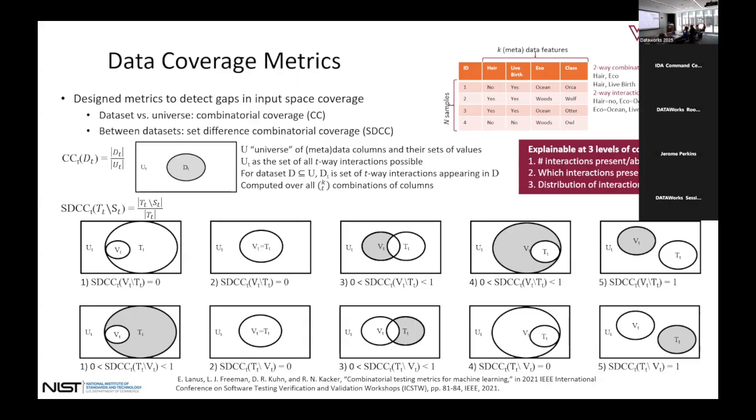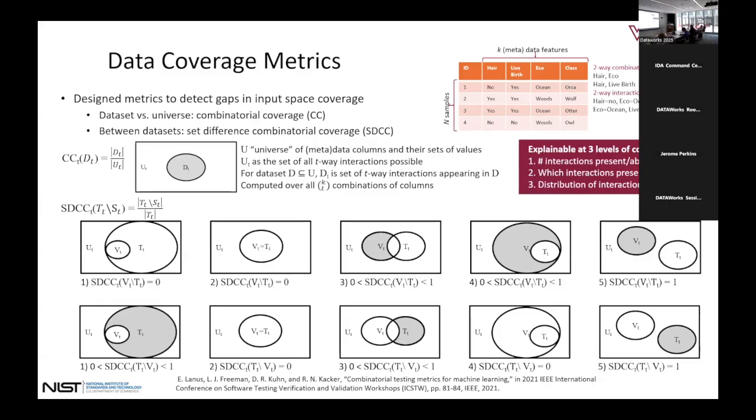And then also, I think I've driven home that we have training data for ML models. How we think about what was present in the training data might be really important for trying to understand how different a test set is from that training data. So we have this additional metric, set difference combinatorial coverage. What that is measuring is the proportion of T-way interactions that are present in one set that are not present in a second set. So what's in T that's not in S, that proportion.